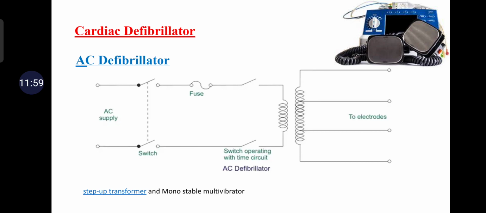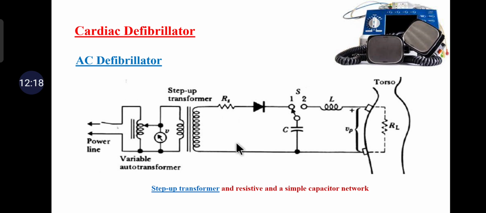For safety reasons, the secondary coil should be isolated from earth to avoid shock. For internal fibrillation, voltage values are from 60 volt to 250 volt. To produce a uniform and simultaneous contraction of the heart muscles, large currents are used for external defibrillation. So this is a simple resistive capacitive network in the AC fibrillator.